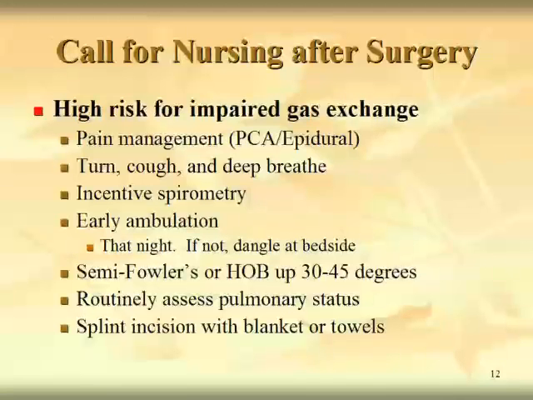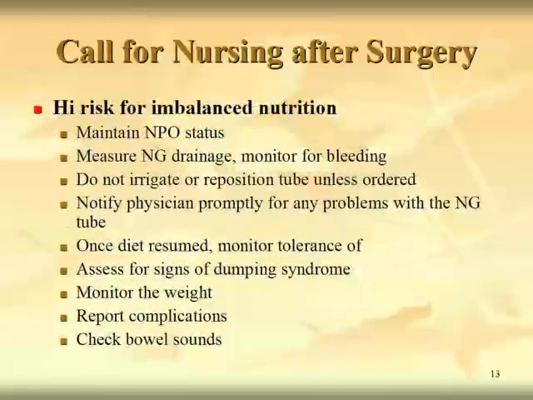Another nursing diagnosis for these patients is high risk for imbalanced nutrition. For these particular patients, it's important to keep them on an NPO status, measure NG drainage and monitor for bleeding. You don't want to irrigate or reposition that NG tube unless ordered to do so, and notify the physician for any problems with it. Once they do have diet resumed, notice how they tolerate it, watch for signs and symptoms of dumping syndrome, which we're going to talk about, and report any complications and bowel sounds.